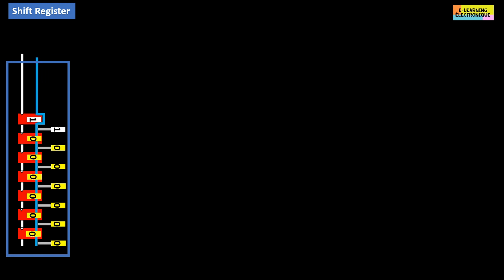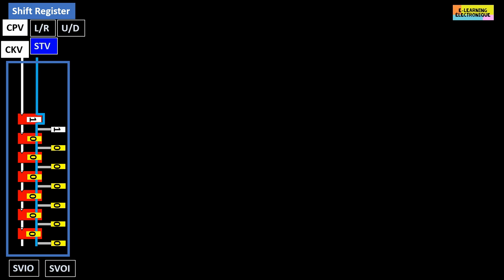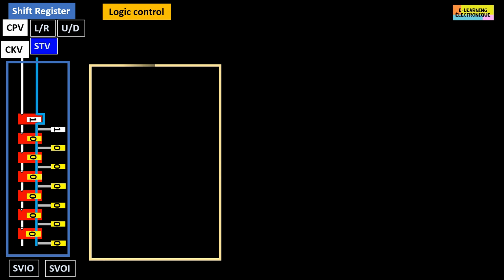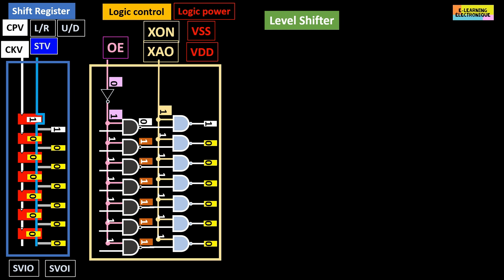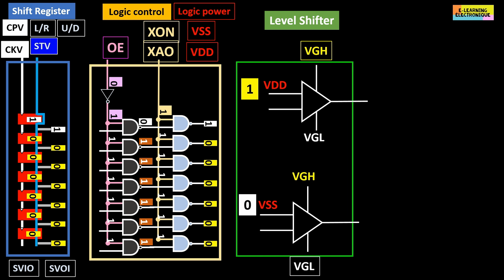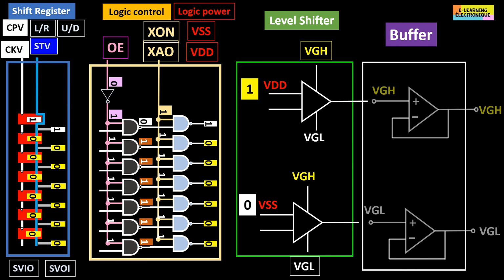This diagram shows the various circuits that we have seen. At the beginning, there is the shift register with the different inputs, CPV or CKV, STV or SVIO and SVOI, LR and UD, followed by the logic circuit composed of NAND gate, logic voltages VDD and VSS, and the signals OE, XAO or XON. Then comes a level shifter which translates the digital signal into an analog signal made of the voltage VGH and VGL. Last step, VGH and VGL pass through a buffer to be distributed to the TFT inside the panel.